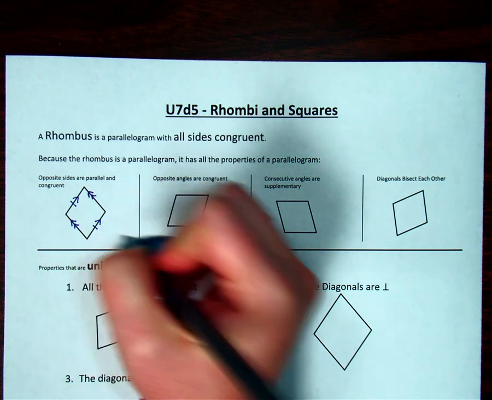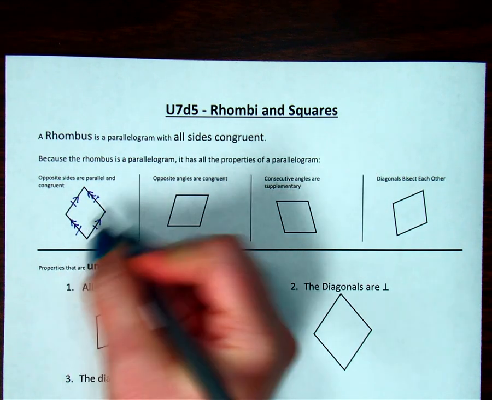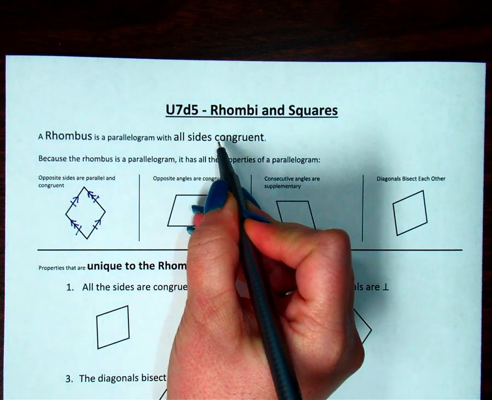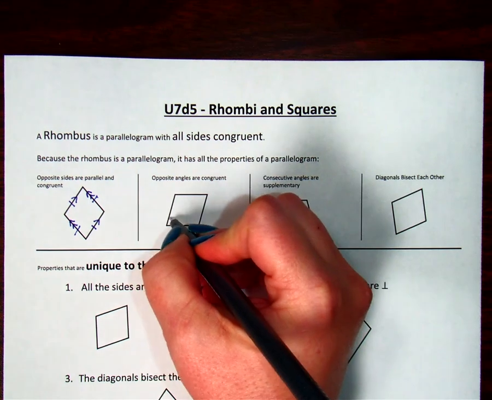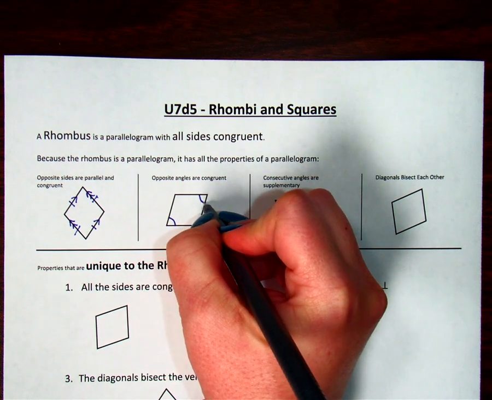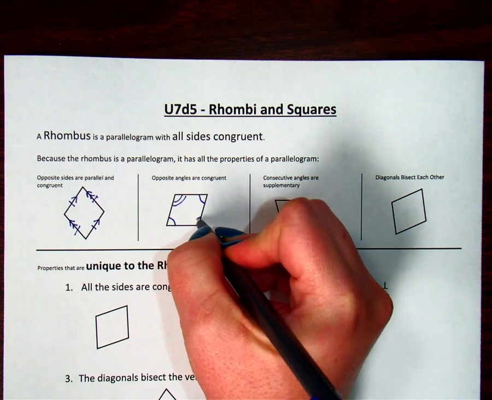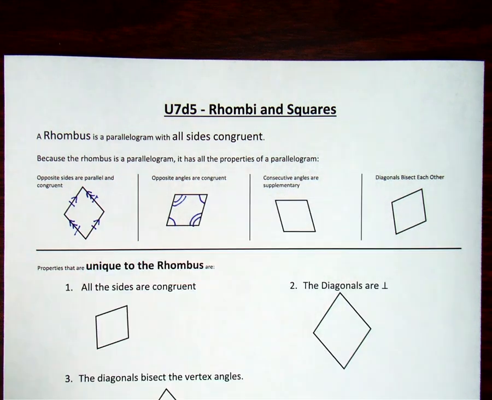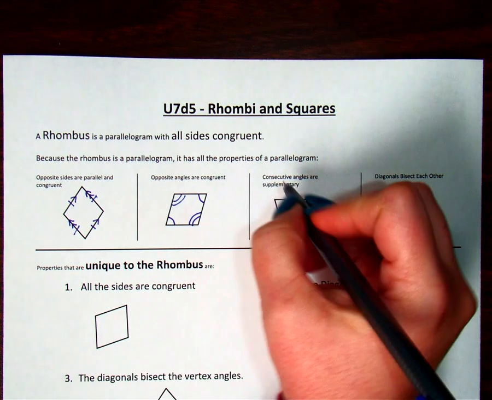So this side will be congruent to this side, and then this side will also be congruent, and I don't have to put separate tick marks because I also know that all sides are congruent. My opposite angles are congruent, so this angle is the same measure as this one, and these opposite angles are also the same measure as each other. Consecutive angles are supplementary, so angles on the same side add up to 180.